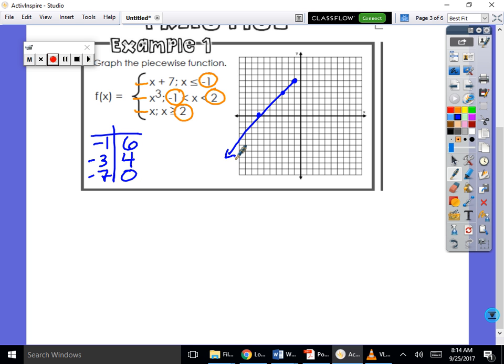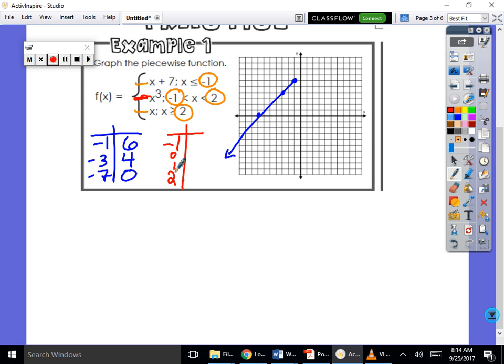Speak up now. Okay. I am now going to work on this one here, x cubed. I must include -1. I must include 2. Give me 1 or 2 numbers in between. 0. Okay, we'll do 0 and 1.